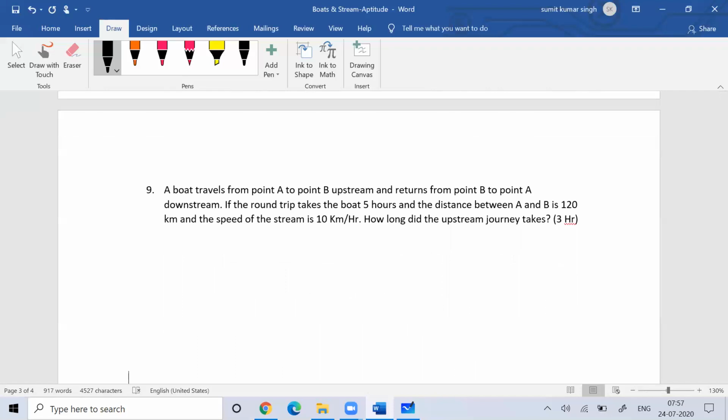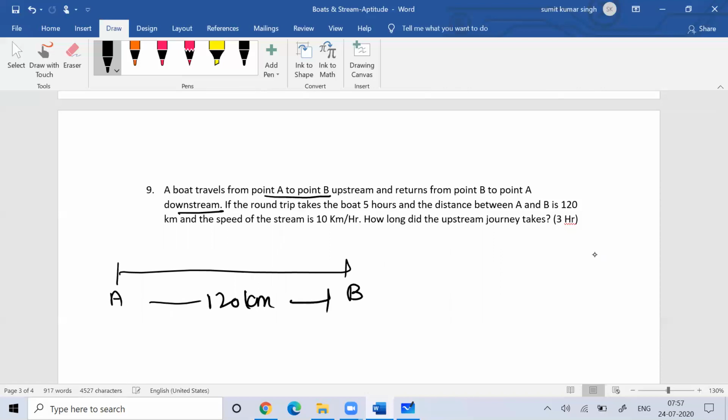So you can see the next question. A boat travels from point A to B upstream and returns from B to A downstream. If the round trip takes 5 hours, and the distance between them is 120 kilometers, and the speed of the stream y is 10, how long does the upstream journey take? They're asking you d by x minus y.